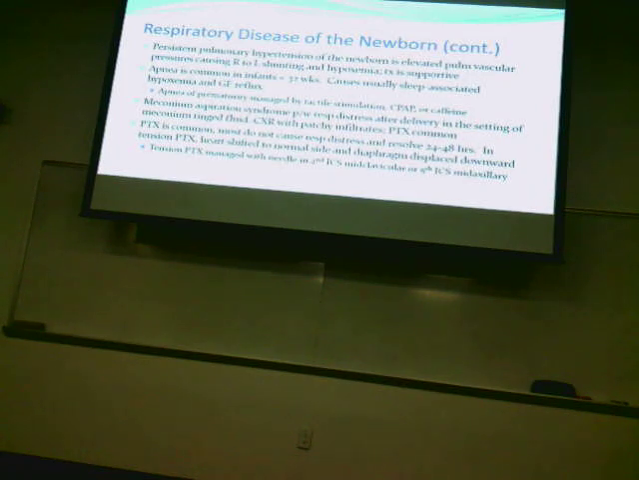In this case, you have the heart shifting to the side that doesn't have the pneumothorax, and the diaphragm may be displaced downward. So these are emergencies, and you need to manage them with a needle decompression, and you'll stick the needle in the second intercostal space, mid-clavicular, or fifth space, mid-axillary.